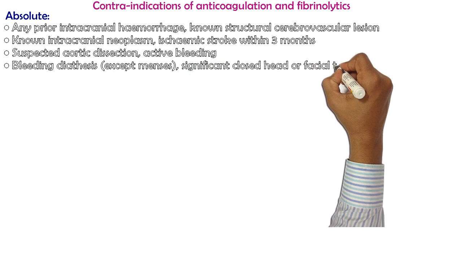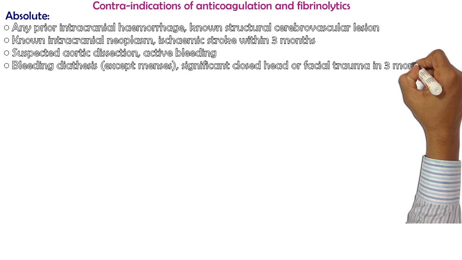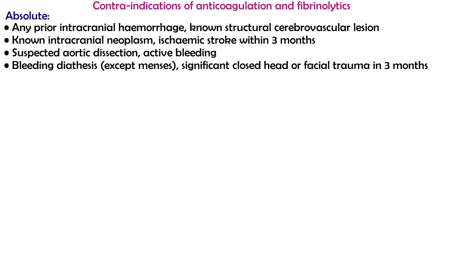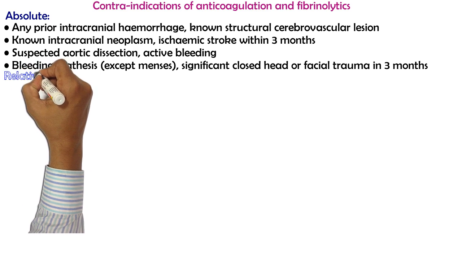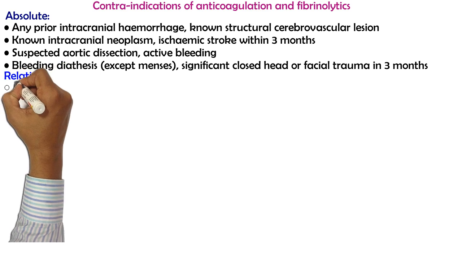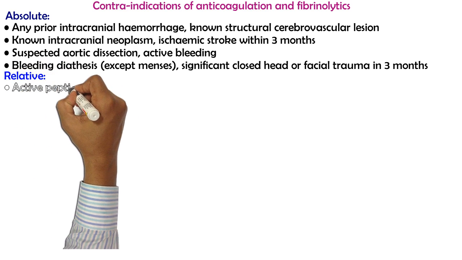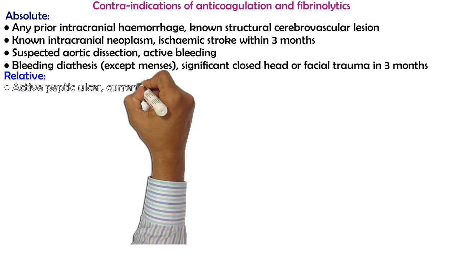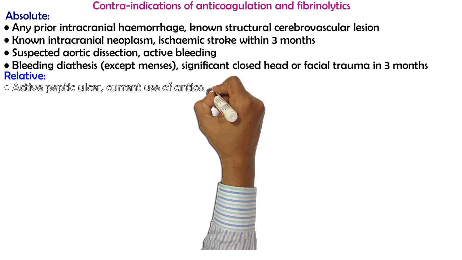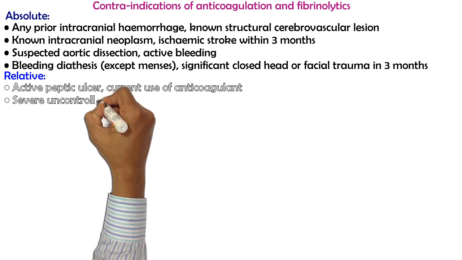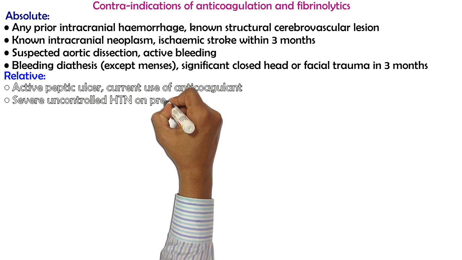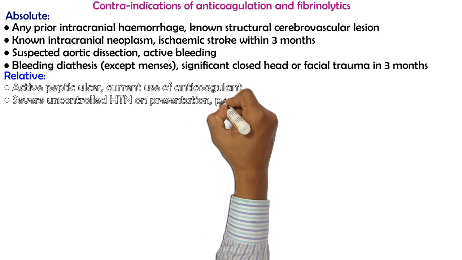Then the relative ones, where you could weigh the risk versus the benefit. If a patient is having active peptic ulcers, current use of anticoagulants or the prior use of anticoagulants, if a patient has severe uncontrolled hypertension on presentation, the patient is pregnant, or the patient has a recent history of internal bleeding within 2 to 4 weeks, then these are relative. We could weigh the risk versus the benefit.